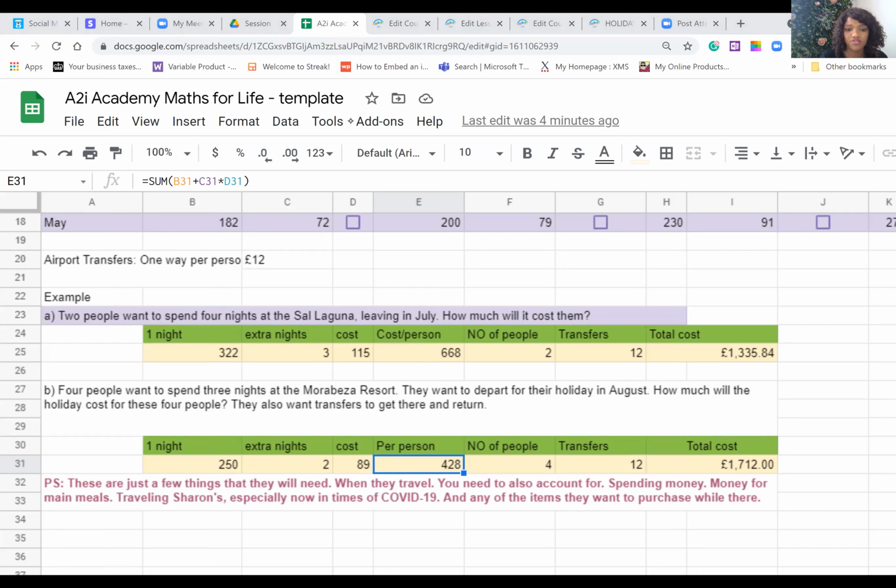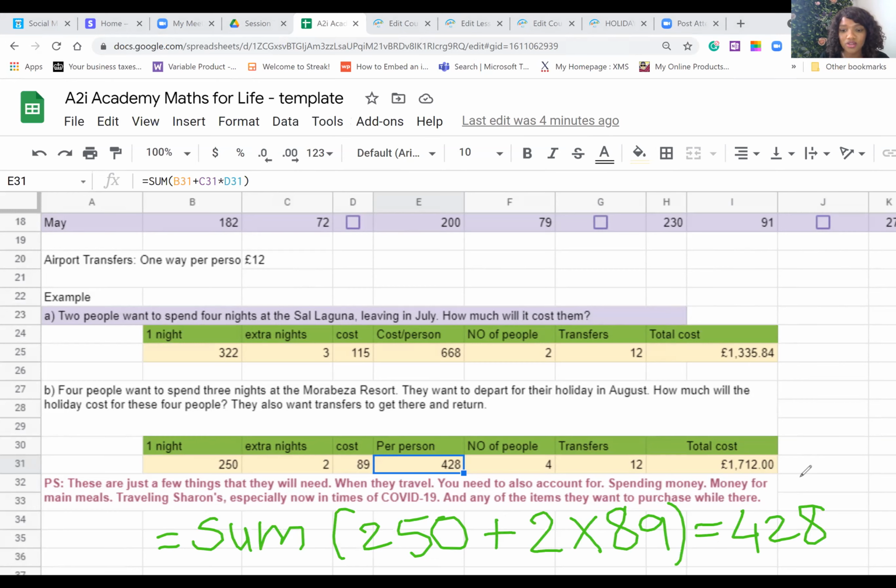If you do, very quickly, what we're doing is literally writing sum equals sum, and is the 250 pounds for one night plus 2 times the cost of the extra nights. And you should get the answer of 428. Just check on your calculators, because that will help you see not just the cells, but what you're actually doing.